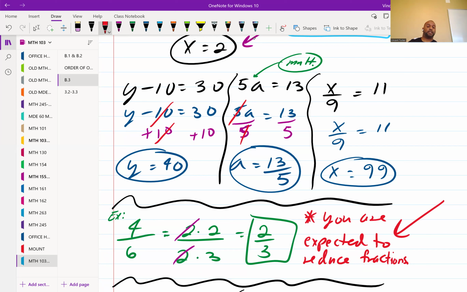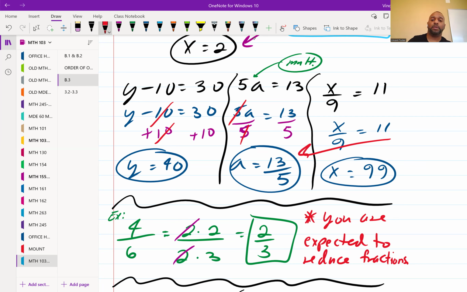So reducing a fraction means that if those two numbers have something in common, then you can break it down with the number that they have in common, cancel it out, and you have a number that's reduced down to its simplest form. So 4 is 2 times 2, 6 is 2 times 3. Notice they have a 2 in common. So those 2's can cancel, and that'll leave you with 2/3. That's reducing.